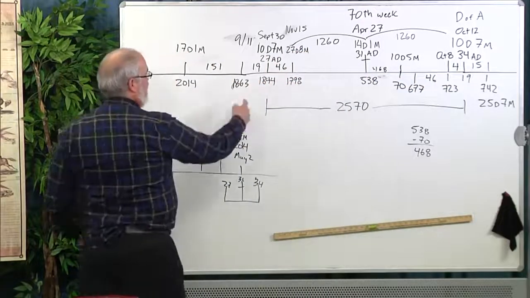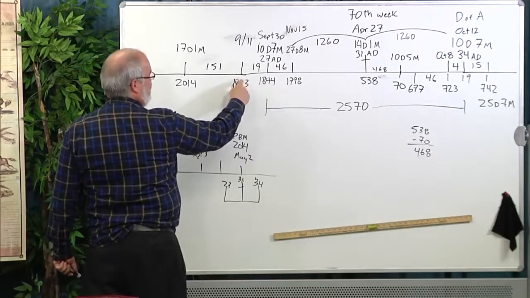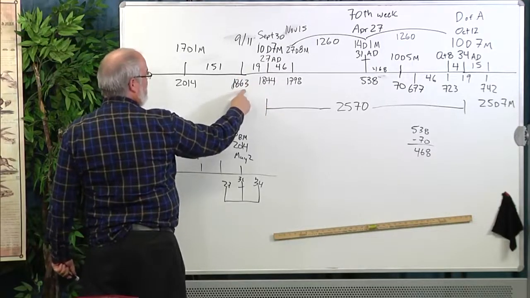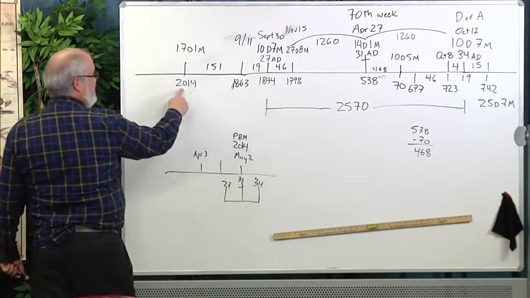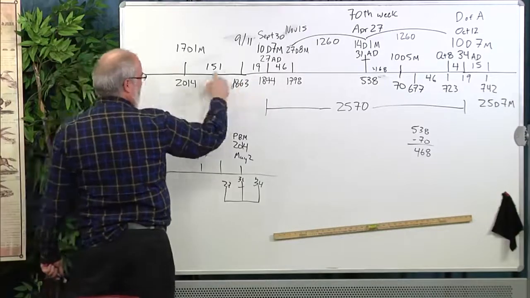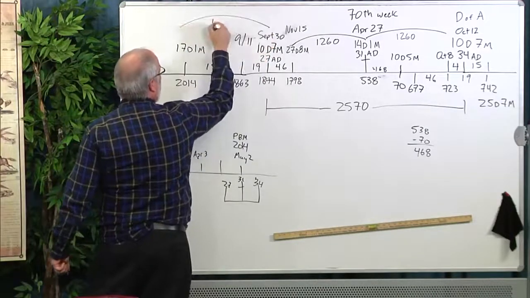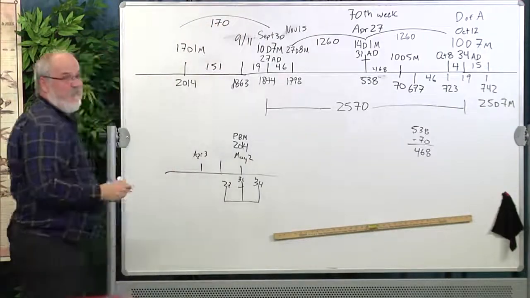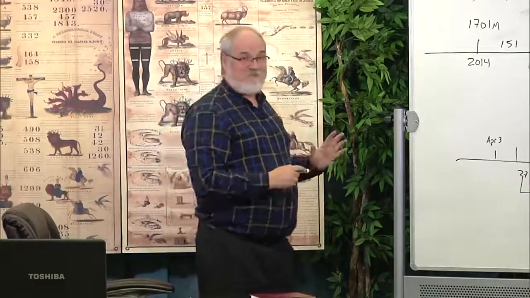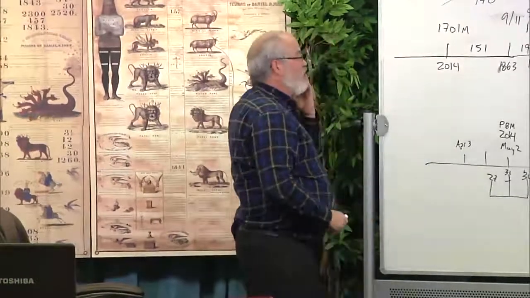So now I'm just counting days back from here. 19 days brings me 19 years, 1863. 151 days is going to bring me to the spring, right? Because this is only 170 days from here to here, right? So it's not 360. It's 170 days. That makes sense? Okay, so now I'm here and I have this problem. It doesn't work.